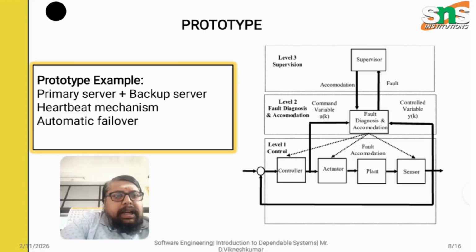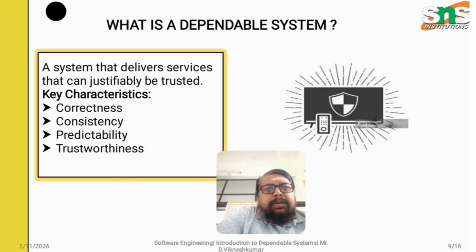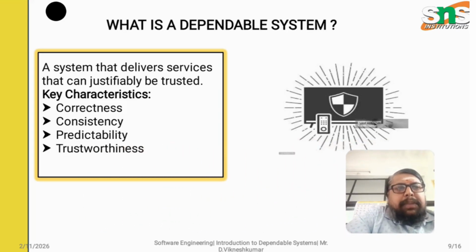So there are 3 levels in the system. The first level is the control level. Level 2 consists of the fault diagnosis and accommodation level. Level 3 is the supervision level. These consist of the controller, actuator, plant and sensor, and the fault handling system. Next we will see what is meant by a dependable system.